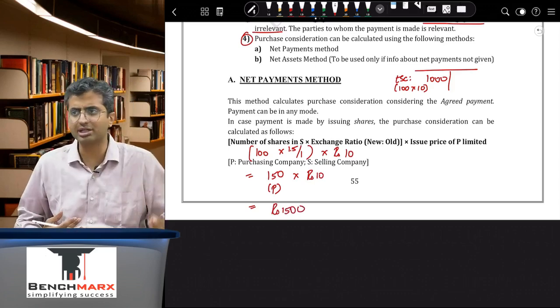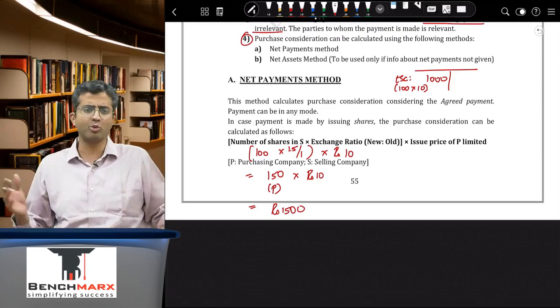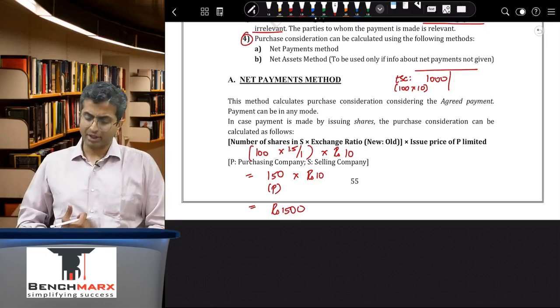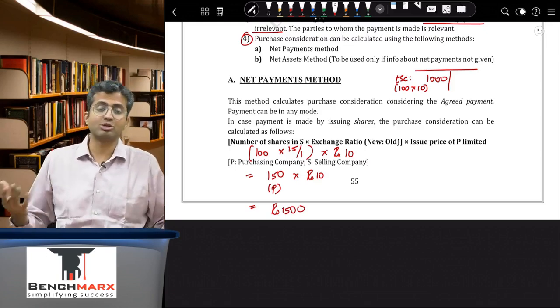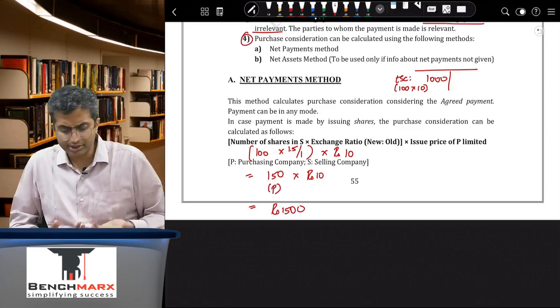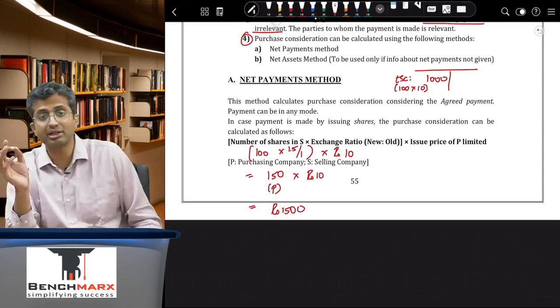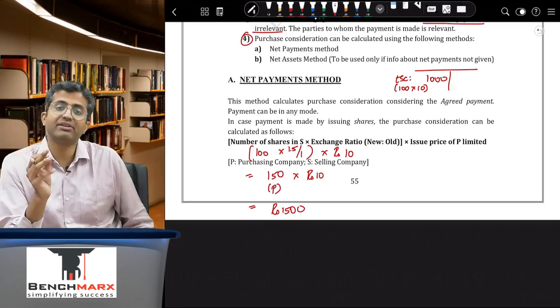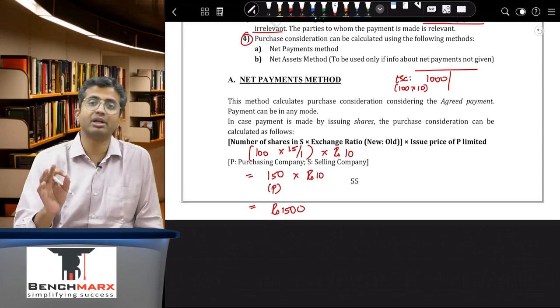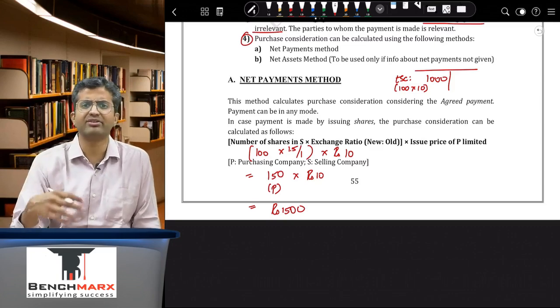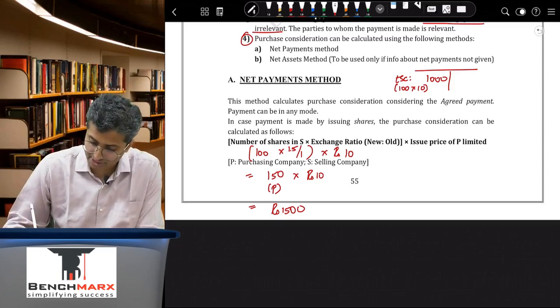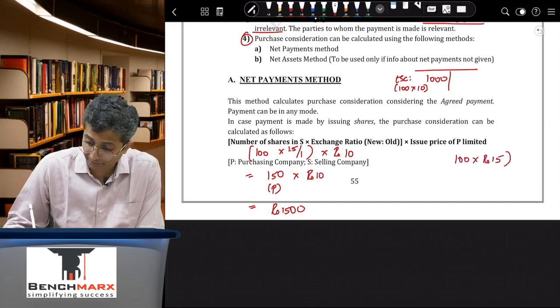This is one of the methods to calculate PC. You have to look at the data points, the facts of the question, to determine how PC is to be calculated. For example, the question might tell you that the PC is to be paid in cash, in which case there is no exchange ratio. Or the question might tell you that it is agreed that for each share of the selling company, we have agreed to pay, let us say, 15 rupees, in which case the PC would be 100 into rupees 15. So it should be 1500.